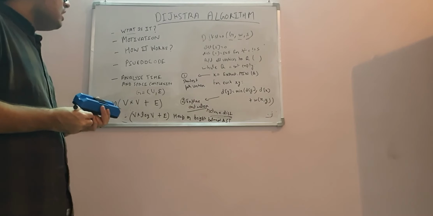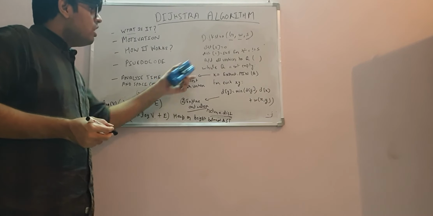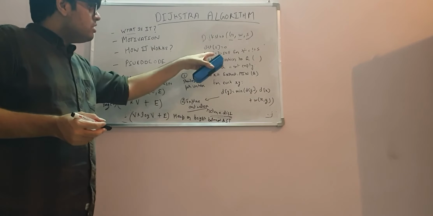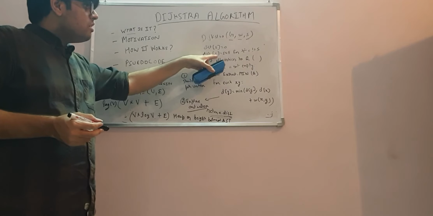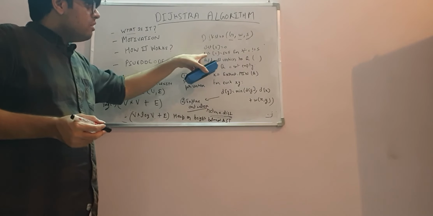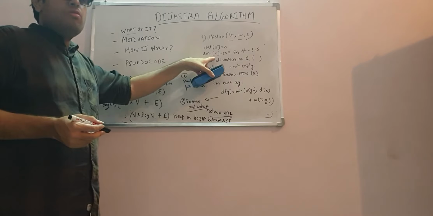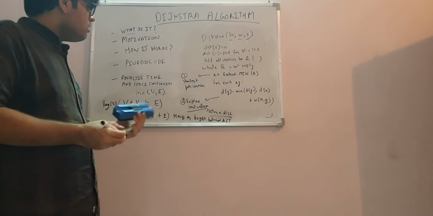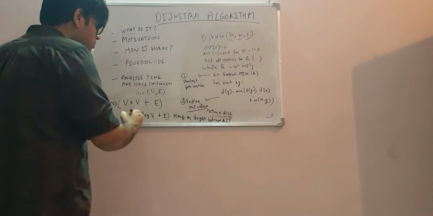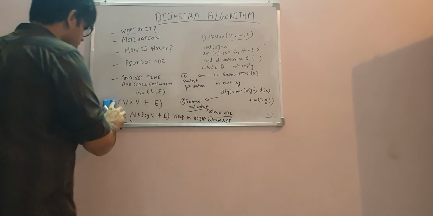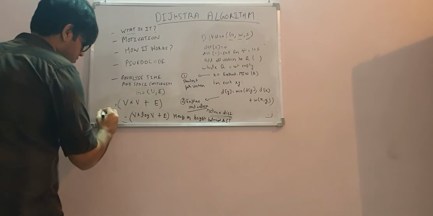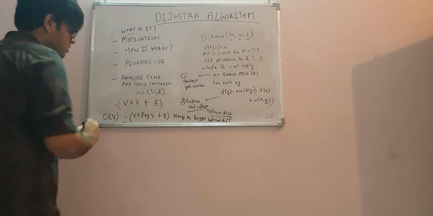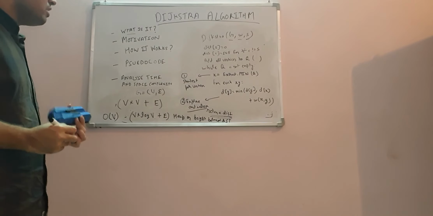The space complexity is proportional to the number of vertices. The distance array has a size equal to the number of vertices. Also, Q would be the size of the number of vertices. So the space complexity is what? O of V. You can write it here. So this is the time complexity, this is the space complexity.